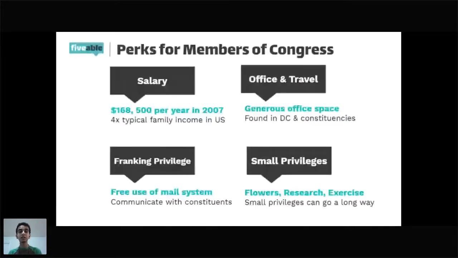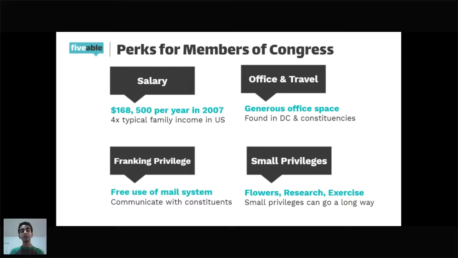Okay, so here are some perks for members of Congress. The salary definitely is huge. It's $168,500, and this is in 2007. So pretty sure it has gone up, but I'm not sure about that. But even at that time in 2007, that was 4 times the typical family income in the United States. The typical family income in the US is around $40,000, $50,000, and just one congressperson makes almost 200,000. So that shows how much money they're making for the job that they're doing.